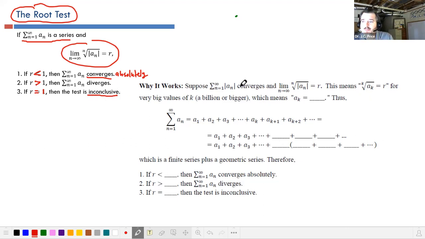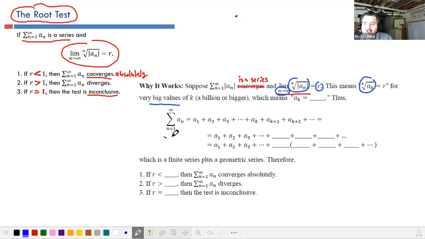But to do this one, let's suppose this is a series. And the limit as n goes to infinity of the nth root of the absolute value of a sub n is equal to R. And so then what does that actually mean? Think about this. What this means is as n gets bigger and bigger, this thing gets closer and closer to R. So in our ideal world, this kth root of a sub k is equal to R for very big values of k, like 1 billion or bigger, right? So for really, really big values, we can almost just say the kth root of a sub k is equal to R. And again, I put it in quotes because I am dropping off some absolute value stuff here just to make everything neat and easy to see.